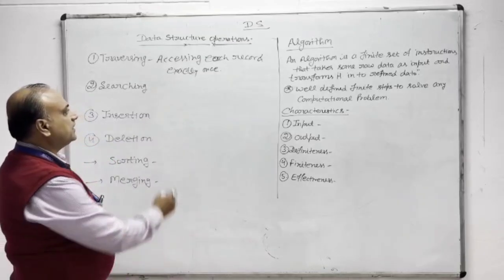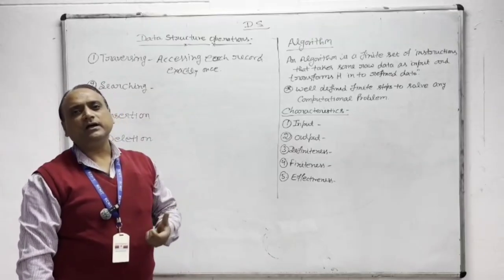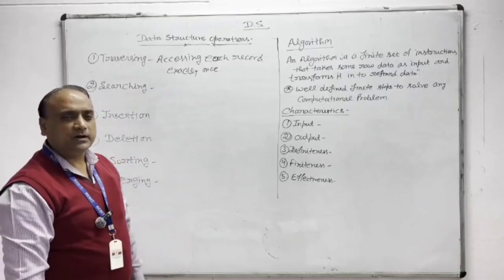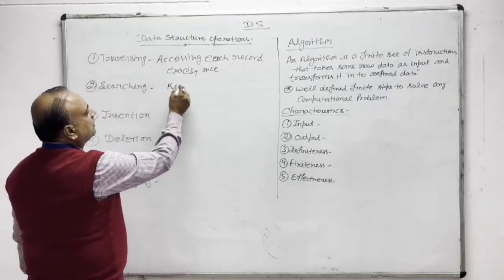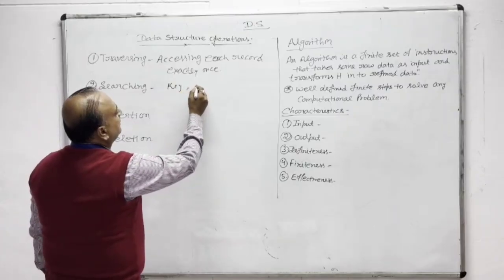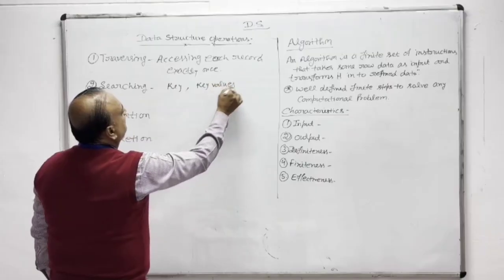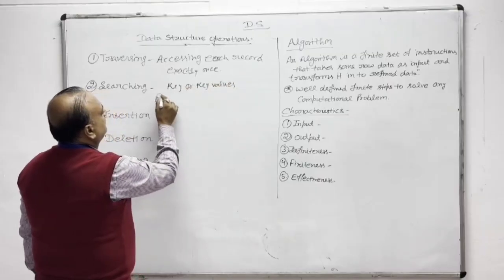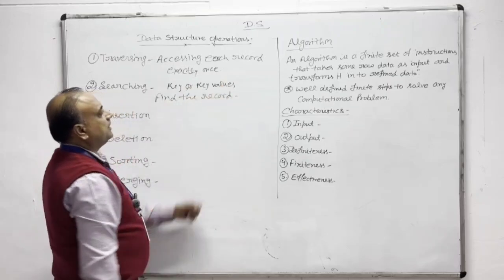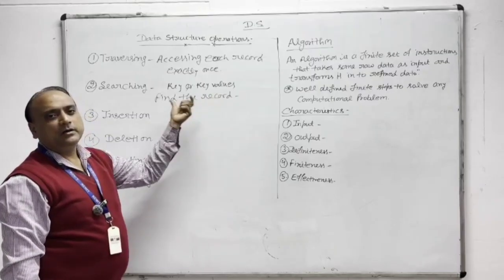The second operation is searching. Searching means finding an element in the data structure or in the list. For finding any element we can give some keys or key values, and according to these we can search an element in the data list. According to the given key values, we can find the record by the searching operation.